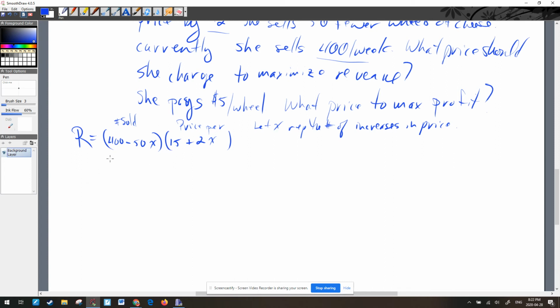And I don't think I really need to do that because these are some big numbers, and I'm kind of running out of space here. So that's what we would do for revenue.